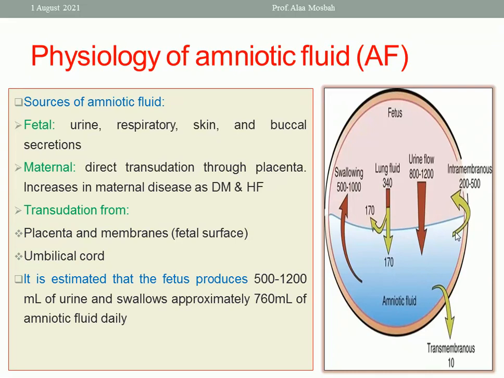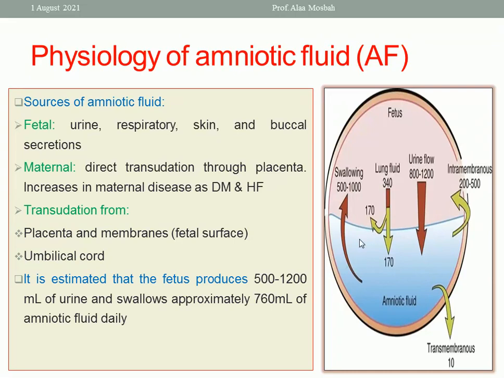You should know that the fetus produces 500 to 1,200 milliliters of urine per day, and swallows approximately 760 milliliters of amniotic fluid daily. So the baby secretes through the urine about 500 to 1,200 milliliters and swallows 760 milliliters of amniotic fluid per day.